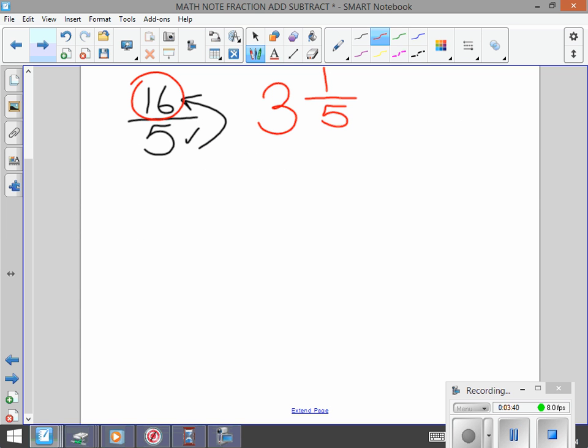I'll do a few more, even though we've done lots in class. We have something like 8 over 3. How many times will 3 go into 8 evenly? It'll only go in twice evenly. 3 times 2 is 6. So I have to determine what is the difference between 8 and 6. The difference is 2. The denominator stays the same.